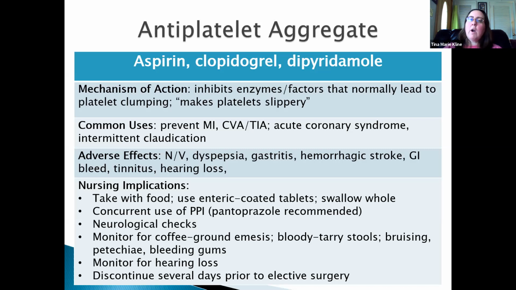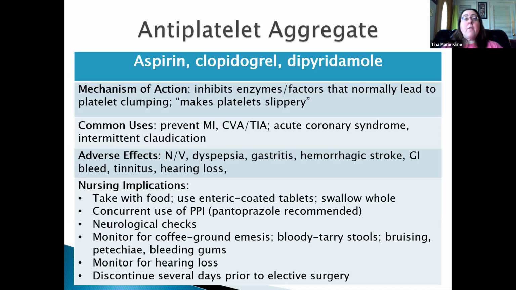You'll also see concurrent use of PPIs, your proton pump inhibitors. For patients on chronic aspirin therapy, that is pretty common. Now, again, you have to weigh the benefits versus the risk, because long-term proton pump inhibitor therapy also has its own side effects and issues. But again, you look at what is going to kill your patient first.